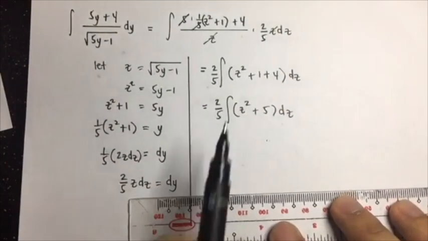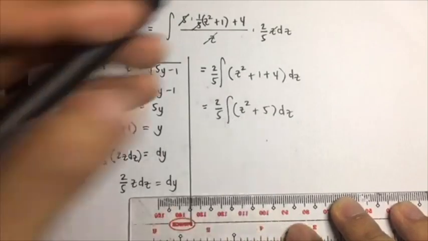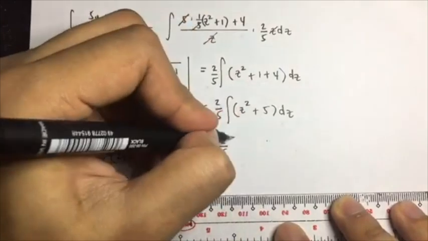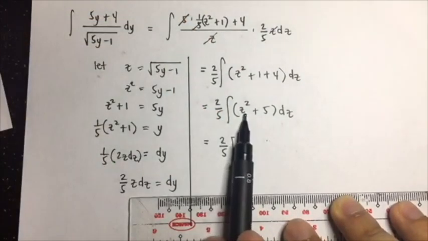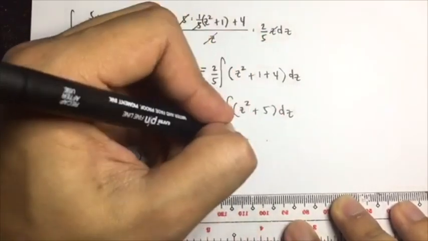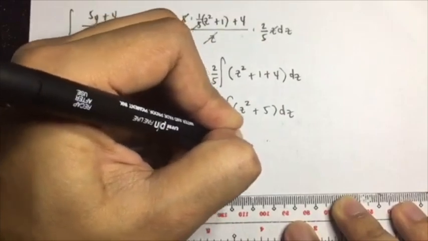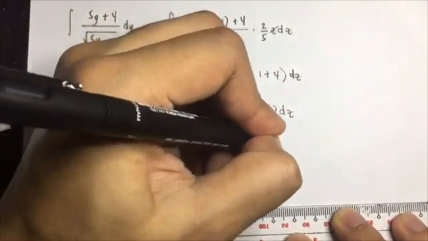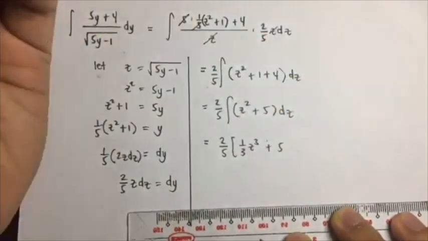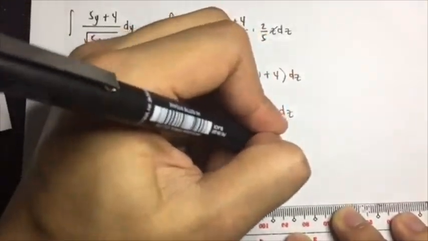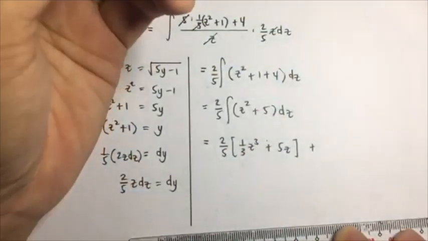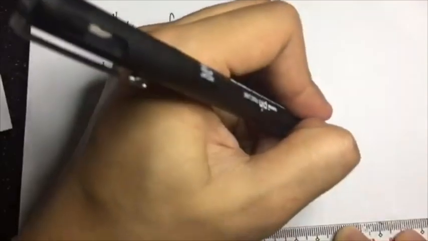Okay, so this can be easily integrated, so that will become 2/5 times: the integral of z squared is 1/3 z cubed, plus 5z. Okay, so we finished integrating, so plus c.